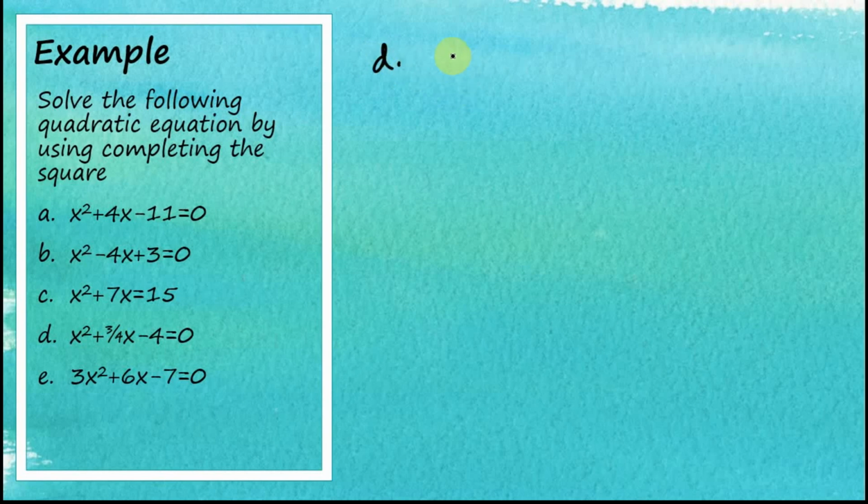D, let's copy the question. So we have x squared plus 3 over 4 x minus 4 equal to 0. Okay, so we need to have the 4 components of the complete square. So the first one is x squared. The second one is we split this 3 over 4 x equally into 2.